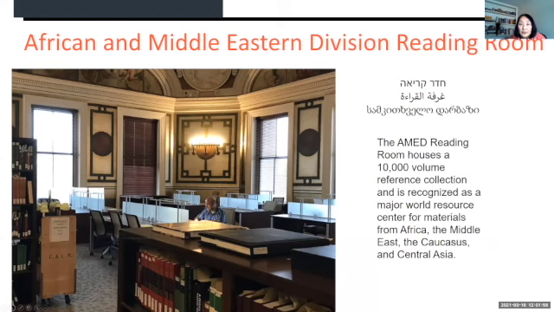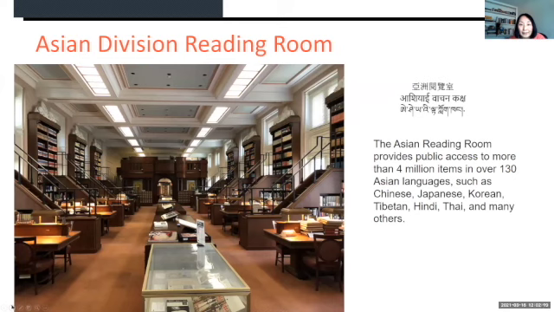Much of this material goes to the African and Middle Eastern division and to the Asian division. This is our lovely reading room. Here's the Asian reading room with the classic staircases in the Thomas Jefferson building.